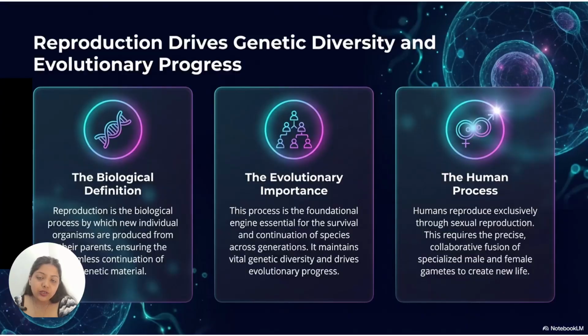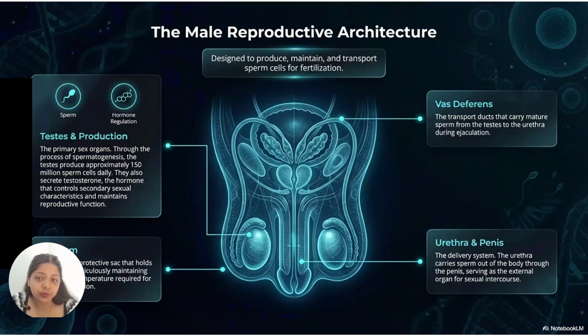Reproduction is one of the most important biological processes for living organisms. Firstly, biologically, reproduction allows organisms to produce offspring that carry genetic information from their parents. Second, from an evolutionary perspective, reproduction creates genetic diversity. To understand this process better, we first need to examine the male reproductive system.